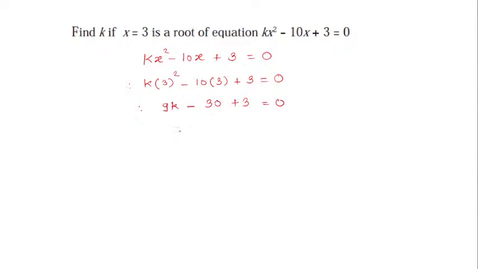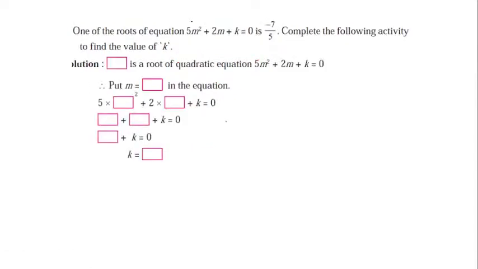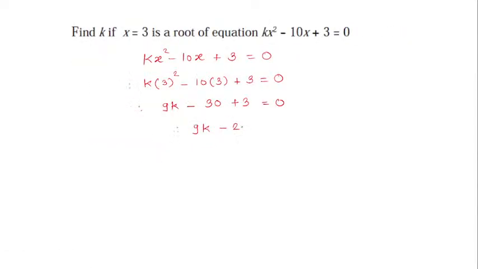Now if we solve this ahead, we get 9k minus 30 plus 3, it would be minus 27 is equal to 0. We have to find the value of k. So we should transfer minus 27 to the right hand side, it will become plus 27. And k is equal to, as we transfer 9 to the right hand side, it would be in the denominator. So 27 divided by 9. 9 ones are 9, 3s are 27. So value of k is 3 divided by 1, that means 3. So this is the value of k. So this is how we can solve some examples based on the roots of the given equation.